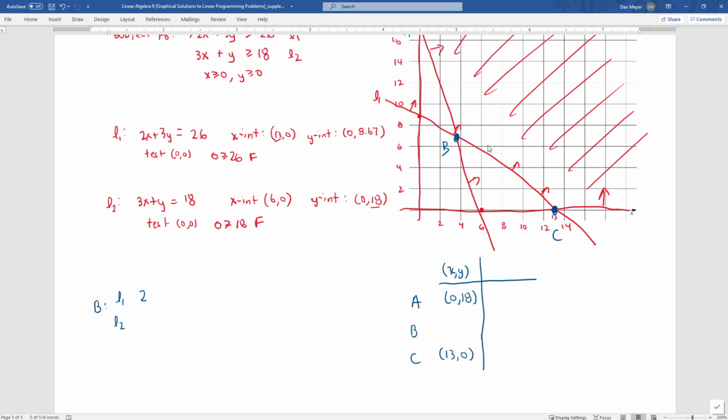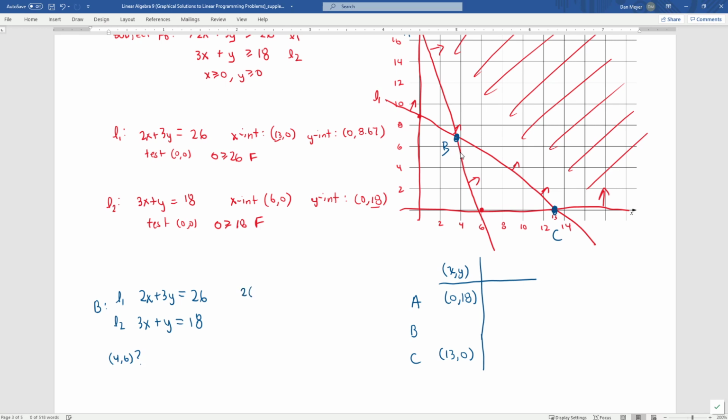Line 1 was 2x plus 3y is equal to 26. And line 2 was 3x plus y is equal to 18. And now it looks like B might have been at the point (4, 6). And so I guess maybe we could guess, is it the point (4, 6)? And that's where we could check.